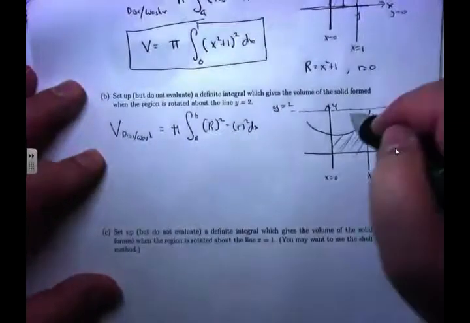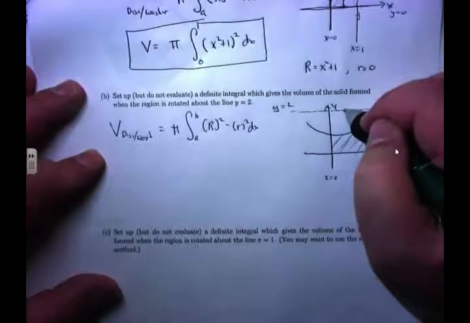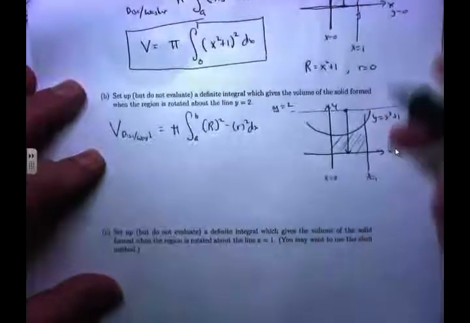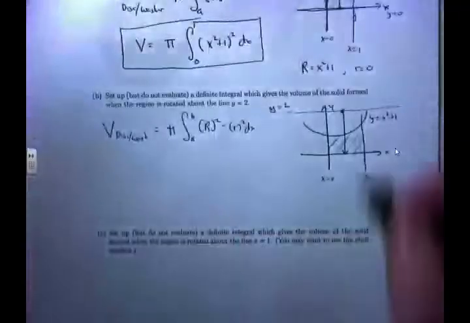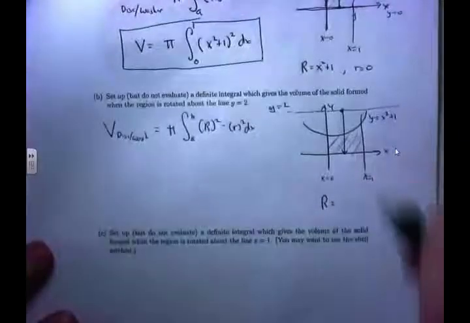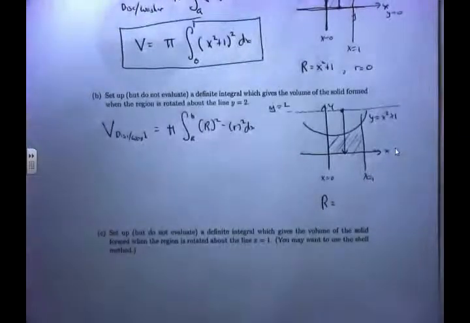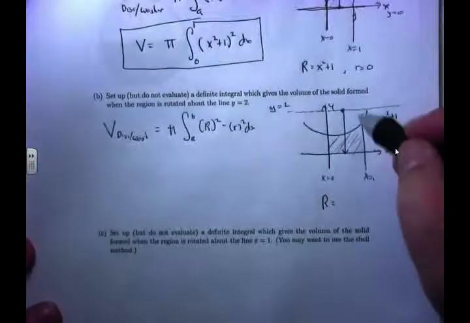But the big radius, remember, big radius is from the axis of rotation to the outside edge of your region as you see this guy being rotated. So this would be big radius. But it is a distance. To calculate a distance, it's always top minus bottom or right minus left. We're going tops and bottoms here.